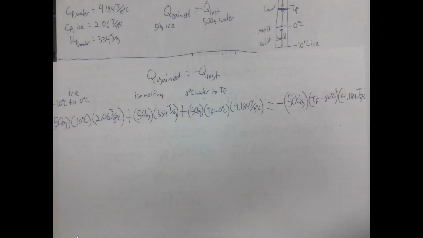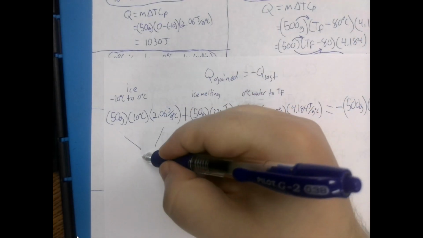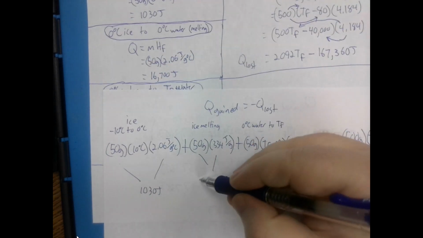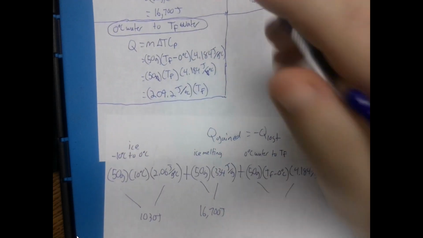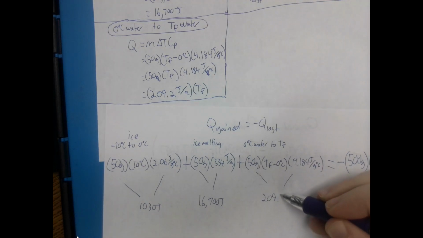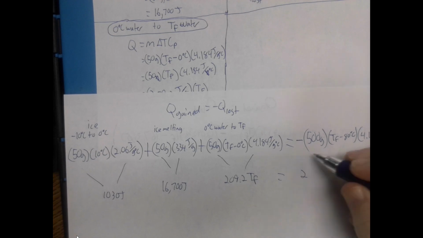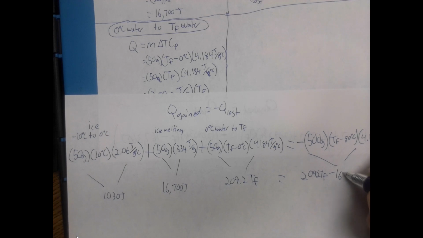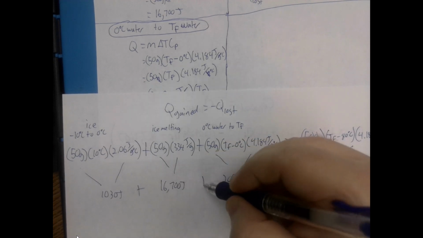If you simplify all these down, all of this will turn out to be your 1030 joules. This is going to be your 16,700 joules. This is going to simplify down to 209.2 times TF, leaving off the variable. That'll be equal to, simplify this down, all of this is equal to 2092 TF minus 167. And these would all be added.